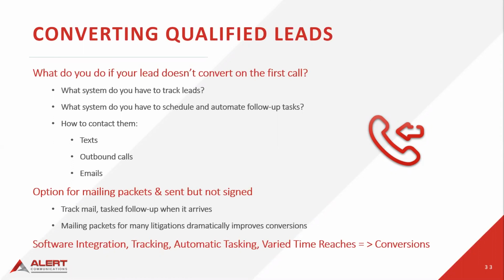If you actually send a mailed packet out, then you have to have a tracking mechanism. We have a pretty complicated software system that does this, but we know when it arrives at somebody's front door, and when it arrives, we call them and walk them through the packet. That's the ideal. So that's tracking the mail, tasking follow-up when it does arrive, and mailing packets for mass litigation dramatically improves conversions, usually about 15%. And then software integration, the tracking, the automatic tasking, and the varied times a day for different types of reaches, all that does is raise your conversions, doing all of these things.